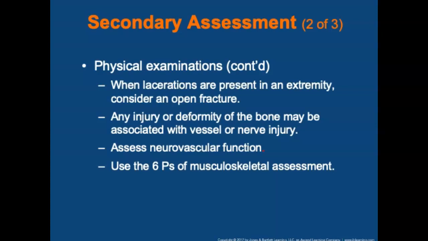Be sure to assess the entire zone of the injury. Any injury or deformity of the bone may be associated with vessel or nerve injury. You must assess neurological function every 5 to 10 minutes during the assessment, depending on the patient's condition, until he or she is at the hospital. Always recheck the neurological function before and after you splint or otherwise manipulate the limb.